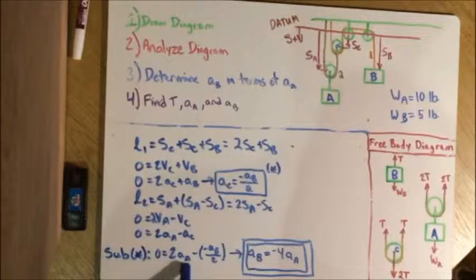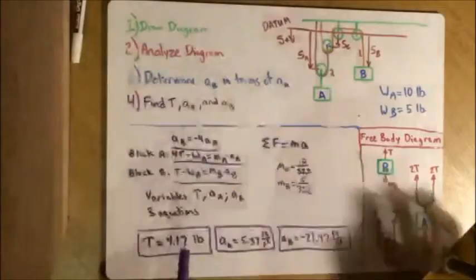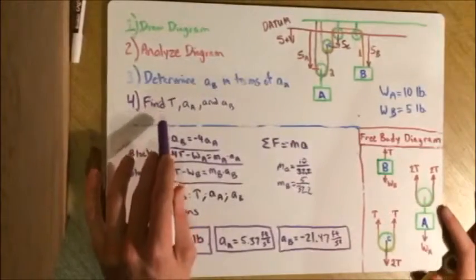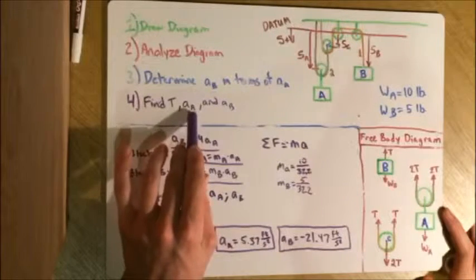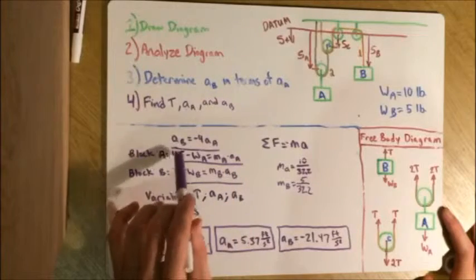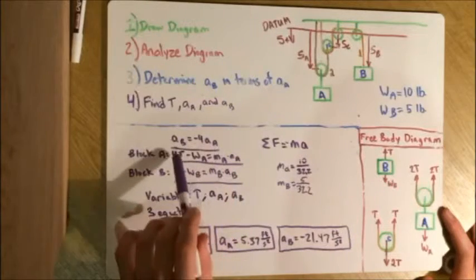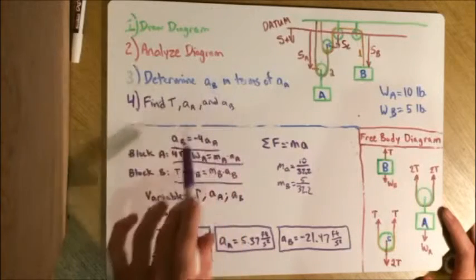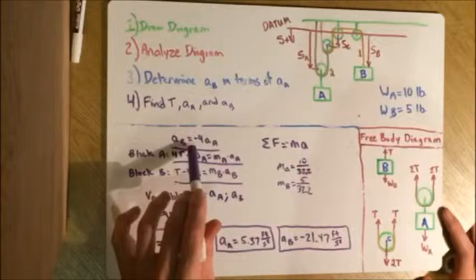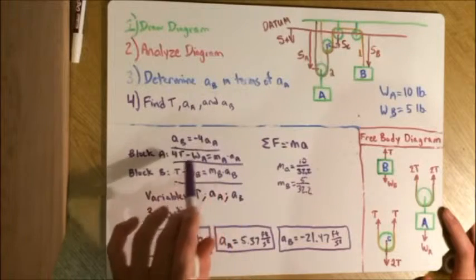So 0 equals 2 A sub A minus, this is a substitution, negative A sub B divided by 2. This can also be written as A sub B equals -4 A sub A. Step 4 is to determine the tension of rope 1, acceleration of block A, and acceleration of block B. The equation on the top here is what we determined in step 3: acceleration of block B equals -4 times acceleration of block A.